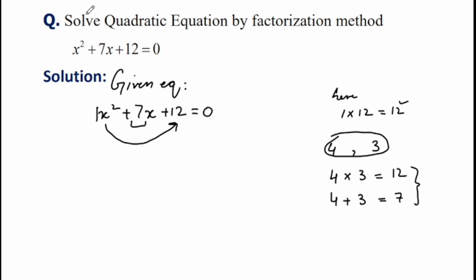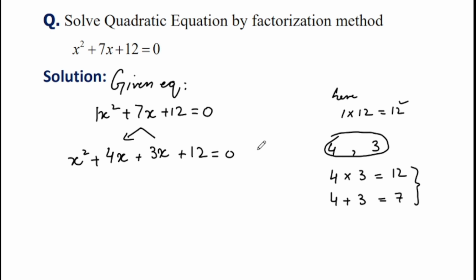So the given equation can be written as by splitting the middle term. So this middle term can be written as 4x plus 3x. So here the first term x square as it is and the last term plus 12 as it is. Now in this equation there are four terms like x square plus 4x plus 3x plus 12 equals to 0. Now we group the terms.